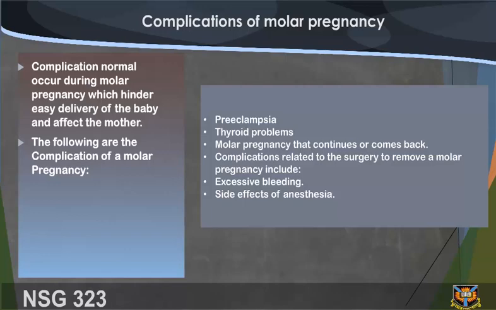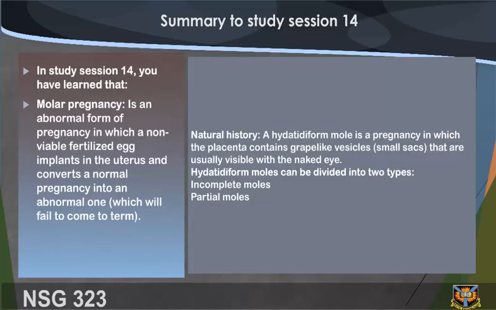Complications of molar pregnancy. Complications normally occur during molar pregnancy, which hinder easy delivery of the baby and affect the mother. The following are the complications of a molar pregnancy: preeclampsia, thyroid problems, molar pregnancy that continues or comes back. Complications related to the surgery to remove a molar pregnancy include excessive bleeding, side effects of anesthesia.